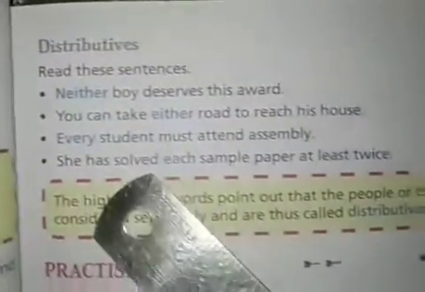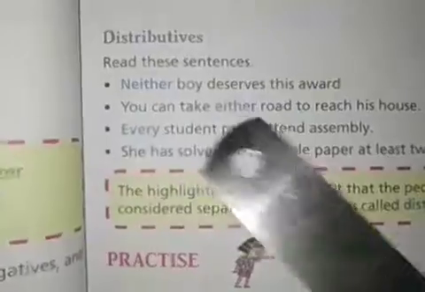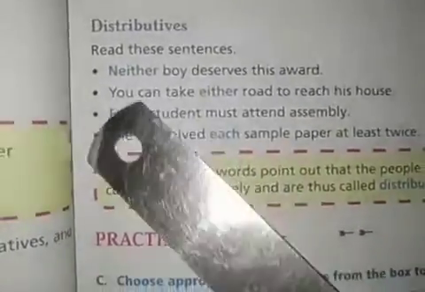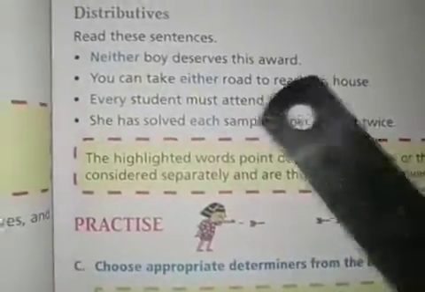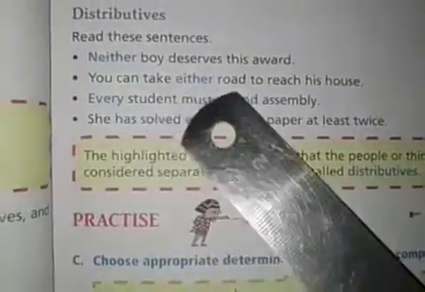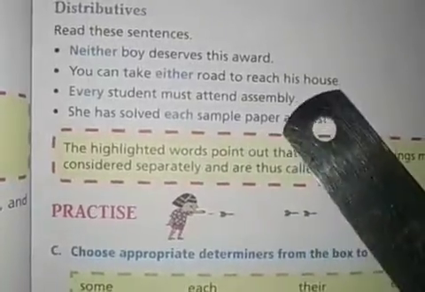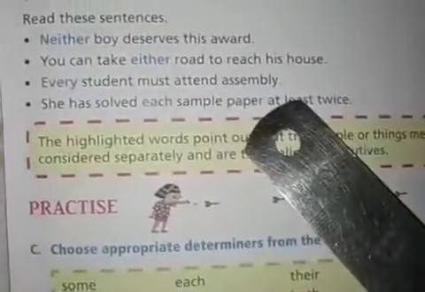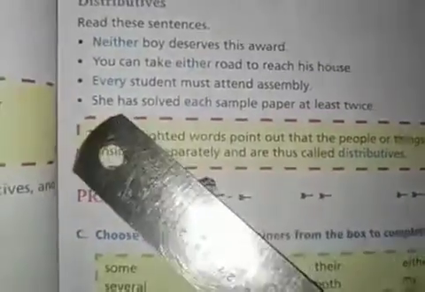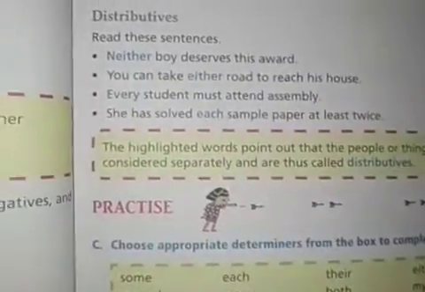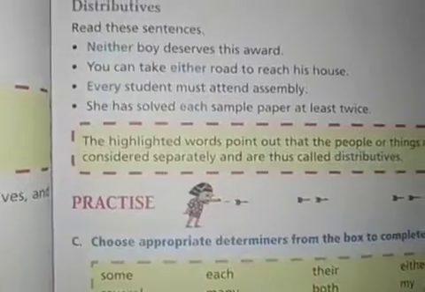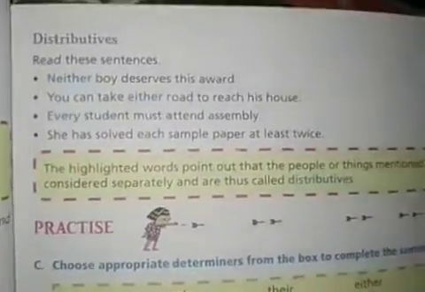Okay, now distributives, the sixth type of determiner, that is the distributive determiner. Read these sentences. Neither boy deserves this award. You can take either road to reach his house. Every student must attend assembly. She has solved each sample paper at least twice. So these types of words, look at them: neither, either, every, each. These words tell you about the distribution, like how many are doing, and then it distributes.